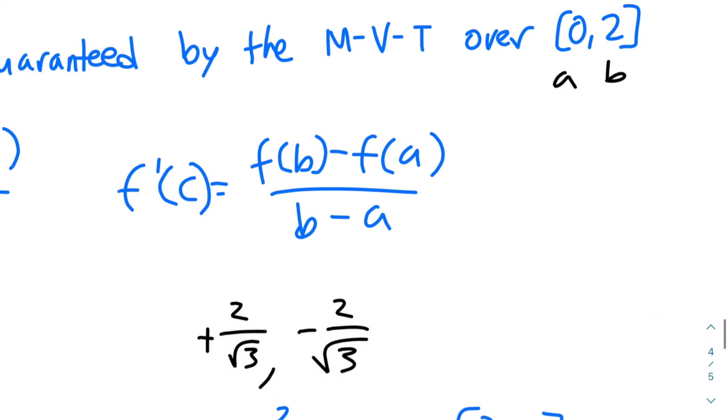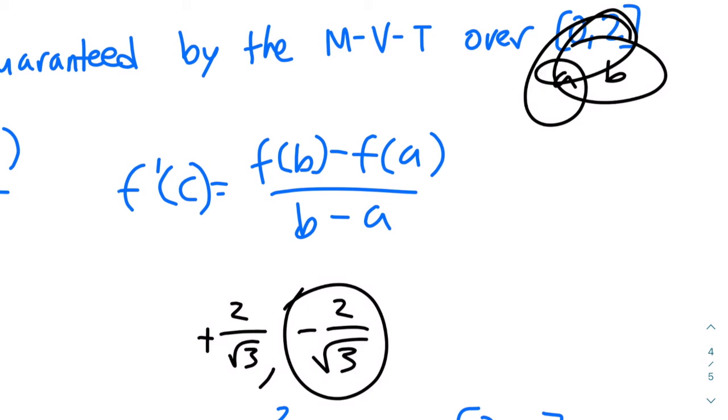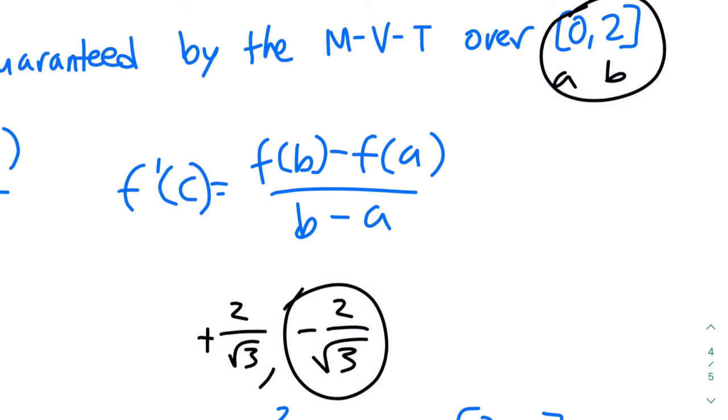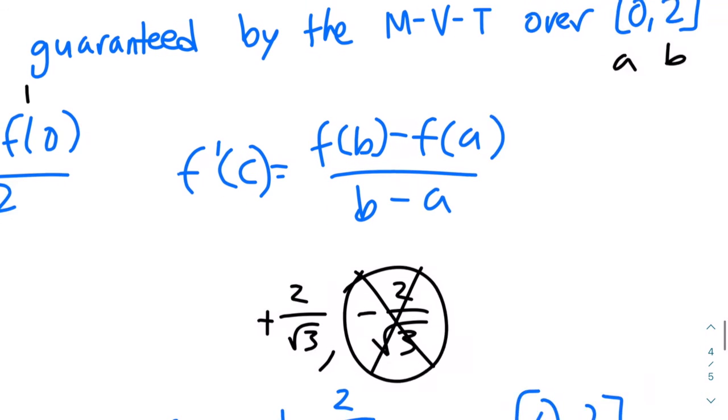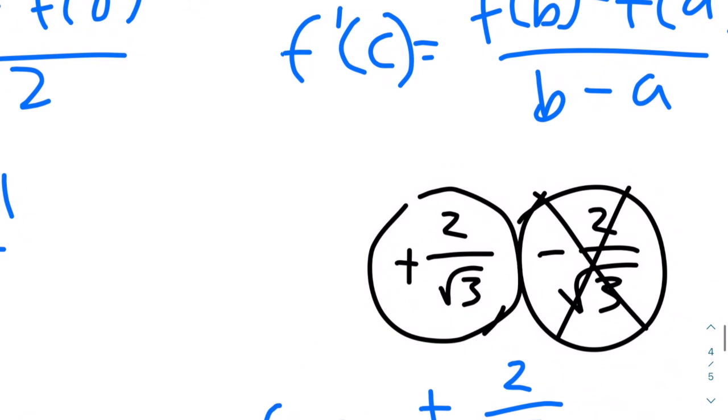So we have these two answers here, and we have to make sure they're between a and b. If you take a close look at this, this is a negative number, and a and b is from 0 to 2. So, therefore, this cannot work. This is not a c value between that interval. What about this one? Well, 2 over rad 3.